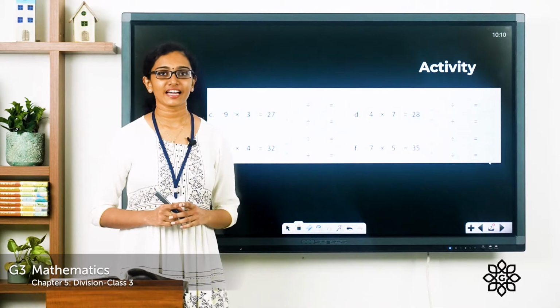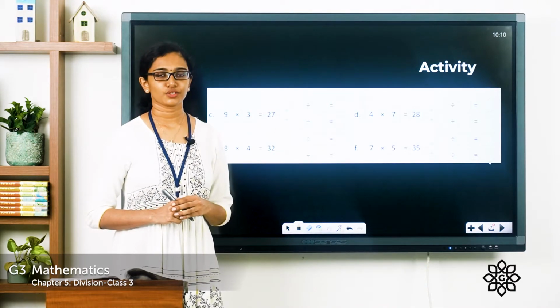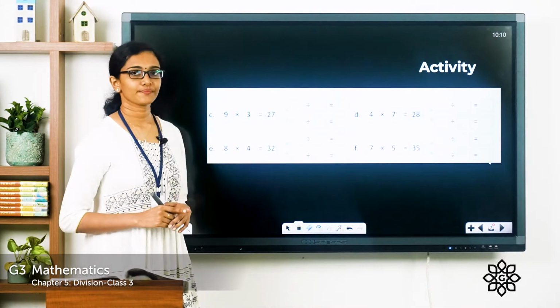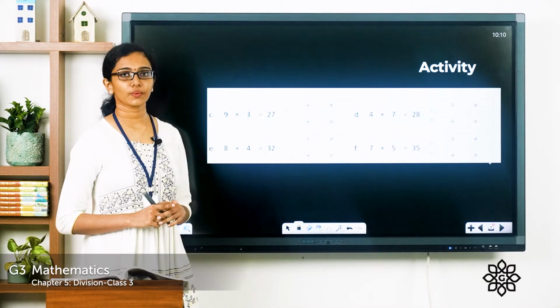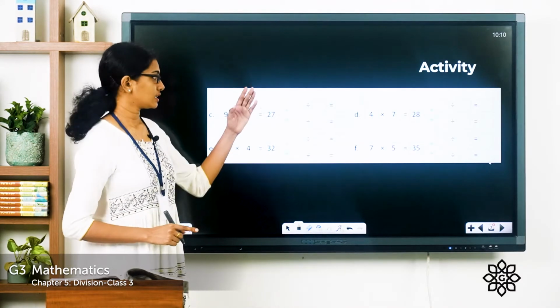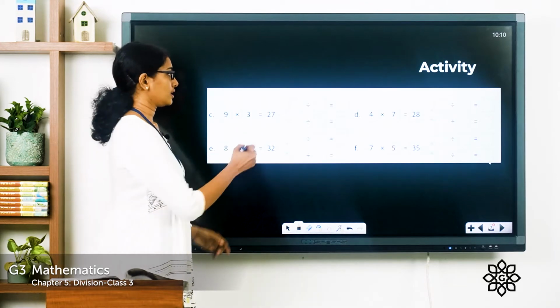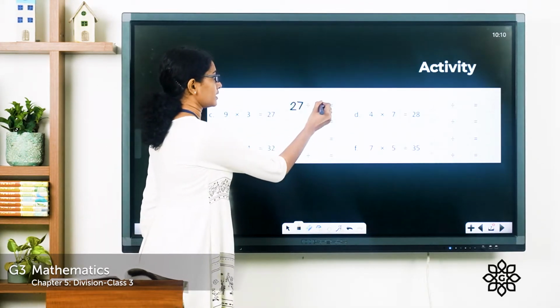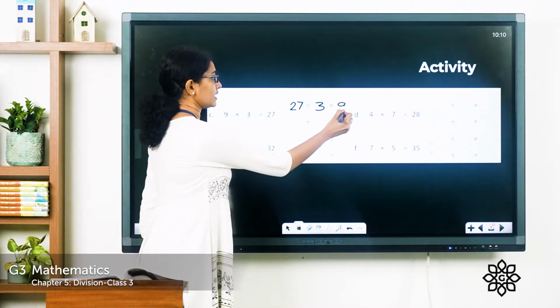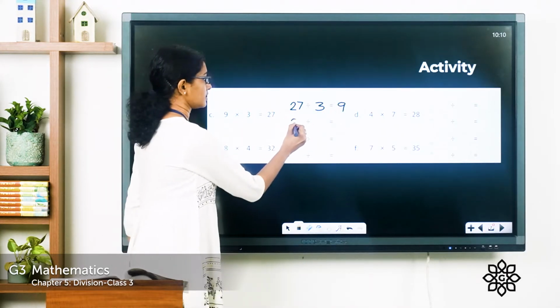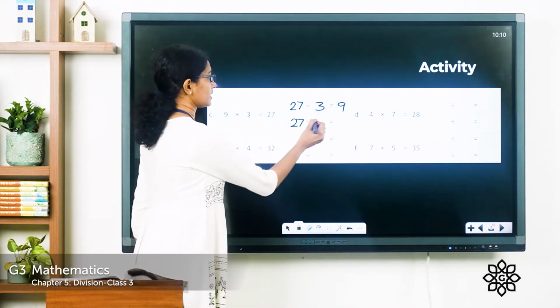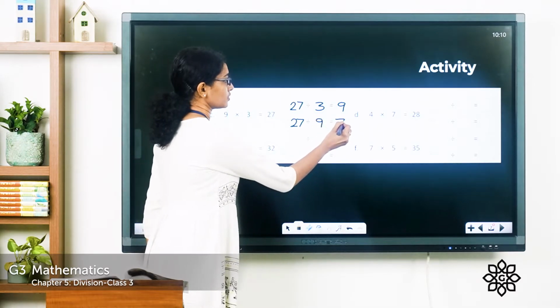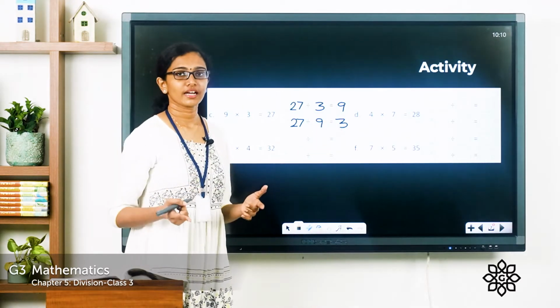Please pause the video, finish this activity and come back. Hope you are done with that activity. Now let's see the answers to the questions. Question C: 9 into 3 is equal to 27. The division facts are, let's write it here, 27 divided by 3 is equal to 9, and 27 divided by 9 is equal to 3. Hope you did that correctly.